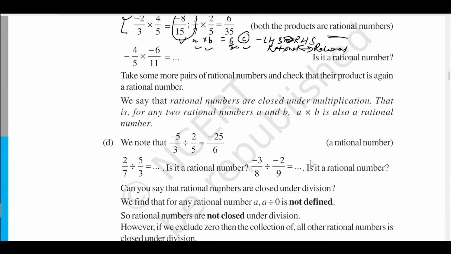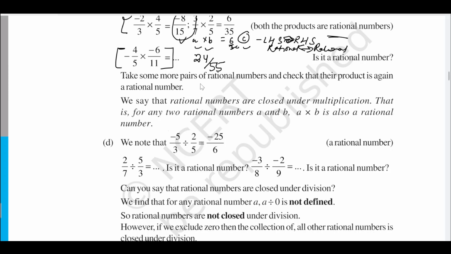Now you try to solve this one: minus 4 by 5 into minus 6 by 11. What will you get? Minus into minus will cancel out, so we get positive 24 by 55. So it is also a rational number. Take some more pairs of rational numbers and check that their product is again a rational number.